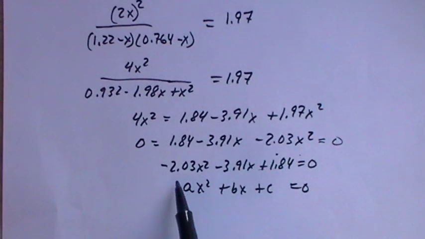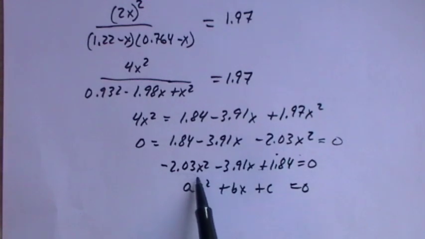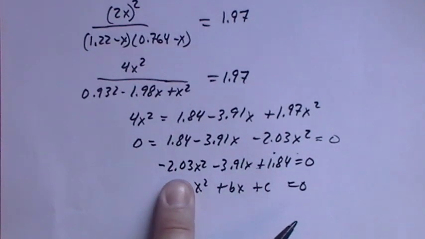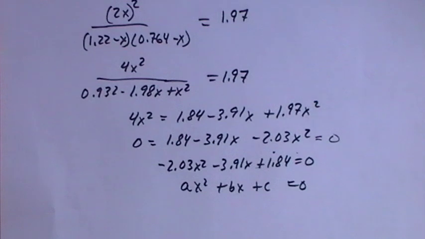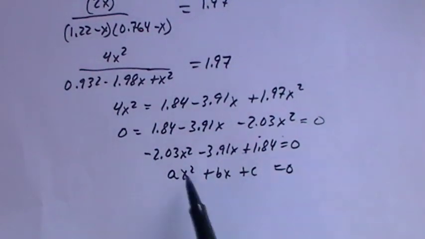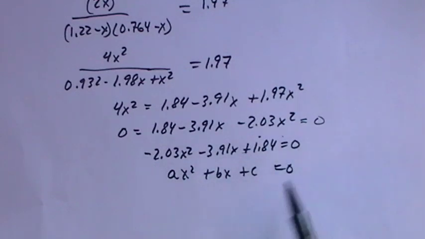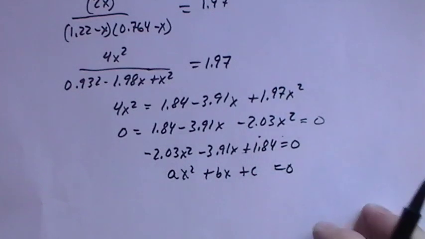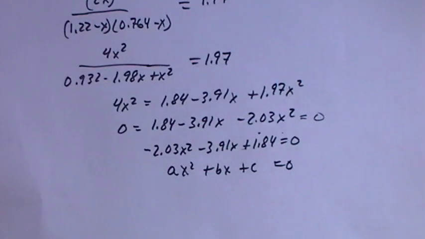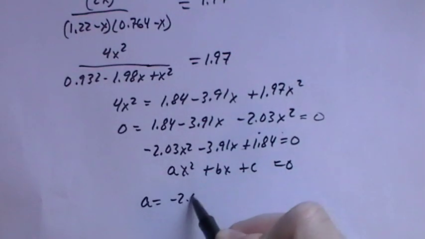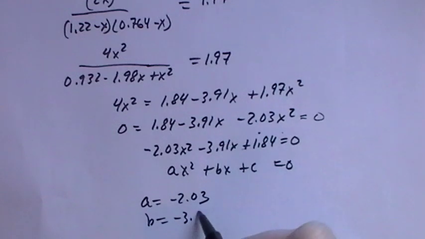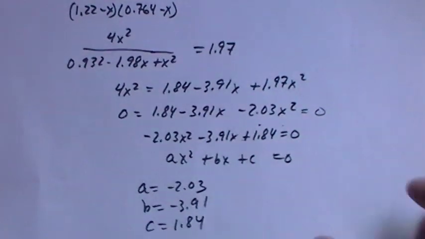And then you might not be comfortable with having minus 2.03 in front of the x squared. Then just divide through by negative 2.03. Then you'd have x squared, and then you change those numbers. You're going to end up with the same value. Doesn't matter what you do, as long as you multiply it through by the same number. You can multiply this whole thing through, both sides, by 17,000, and then do out the problem. You'll get the same answer. Have to. But I'll leave it like this. So A is this, B is minus 3.91, C is 1.84. And then we use the quadratic formula.